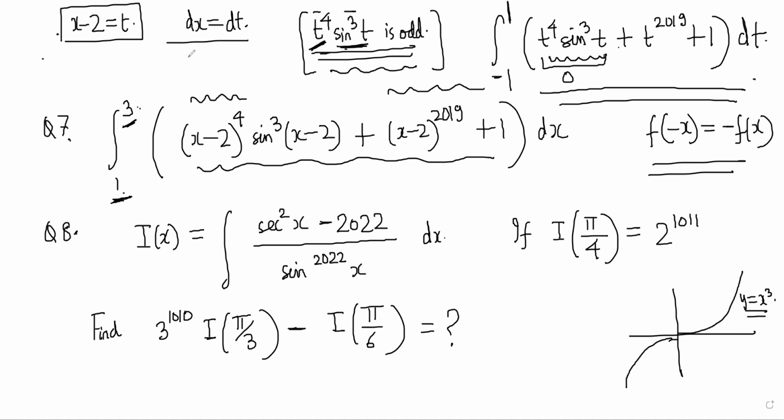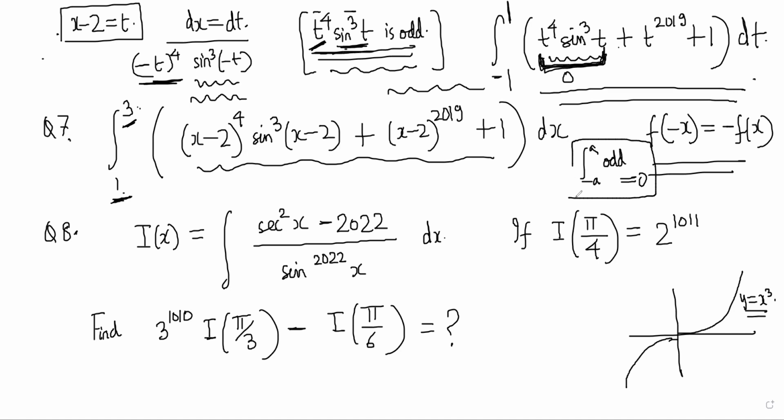Because if we put minus t in this function, what will come? Minus t power 4 sine cube minus t. This part is same as t power 4, but this part is minus of sine cube t, right? Yes, sir. So the overall function here is odd, and if this is an odd function, the integral from minus a to a of an odd function is always 0. Why? Look at the area of the graph minus a to a.